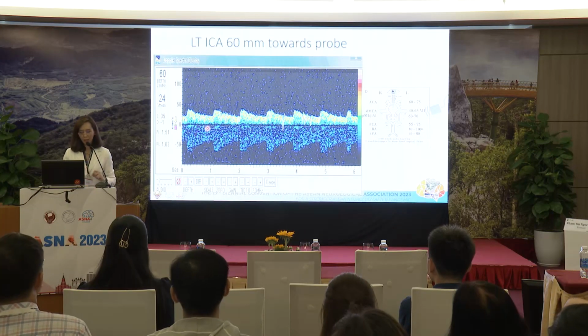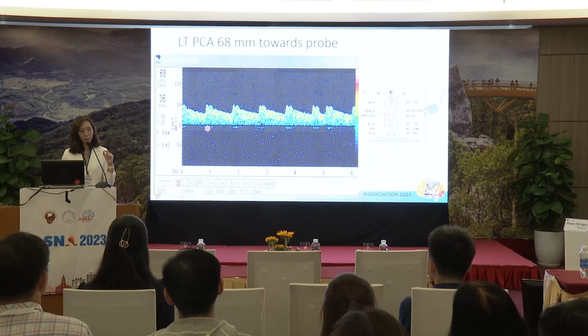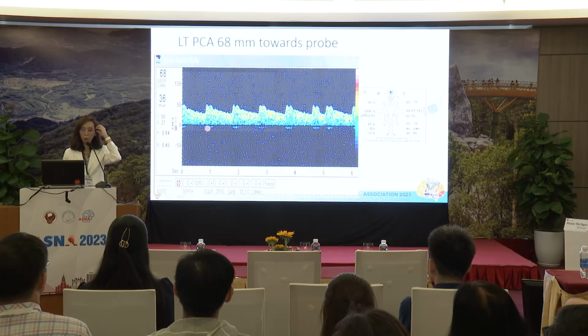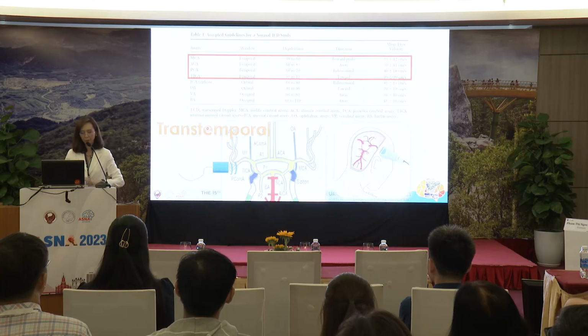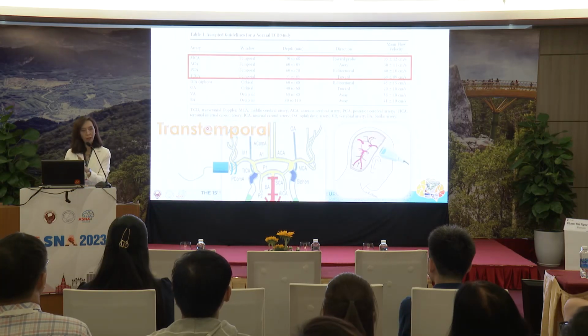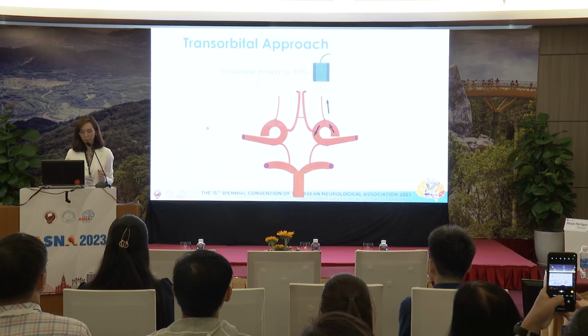And then ICA, a little bit downward. PCA also from the temporal approach, tilting to the back, you'll find the PCA. So transtemporal, you'll find different arteries. I think this is the most important part for the anterior circulation.